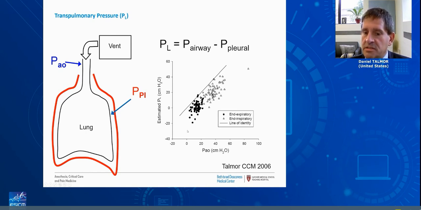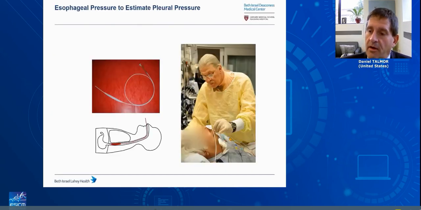And if you can see in this table here, the airway pressure on the x-axis may be very different from the transpulmonary pressure depending on the contribution of the chest wall. So if the pleural pressure is high, the airway pressure will be very different from the actual distending pressure of the lung. Now, how can we measure the pleural pressure and how can we use that to calculate transpulmonary pressure?